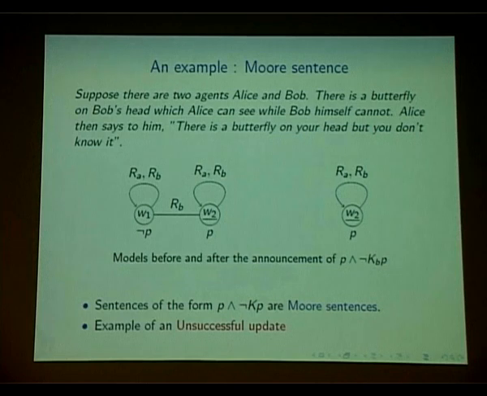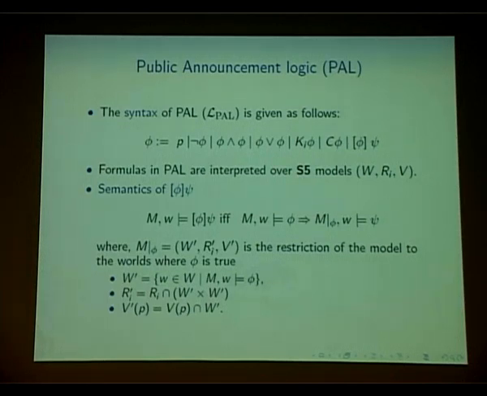Before formally defining successful formulas, another thing about Moorian sentences is they're also related to Fitch's paradox of knowability. This sentence P and not KBP is an example of a sentence which can never be known. This is a true sentence, but you can never know this because the formula will always delete the non-P worlds and the formula will be false after you announce it. Now this has been repeated a lot of times in this conference, so I'll not go over this in detail.